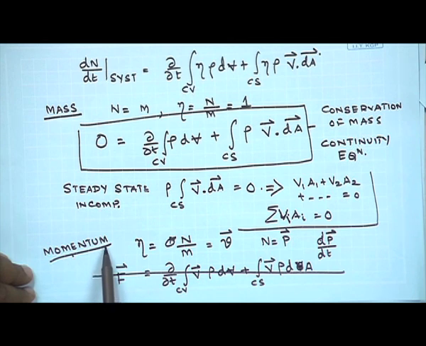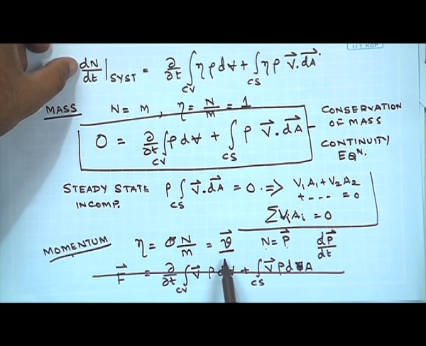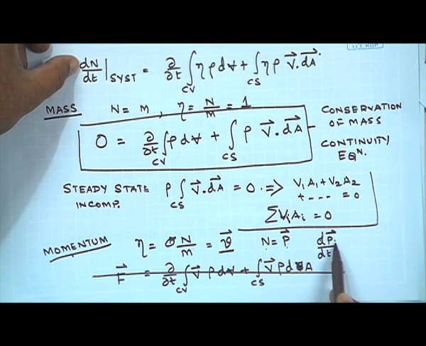In the second part, we take the extensive property to be equal to momentum, such that capital N is now the momentum. So, therefore, the corresponding intensive property would simply be equal to the velocity. So, if N is equal to P, where P denotes the momentum, the corresponding intensive property would be V, and dN/dt, which now becomes equal to dP/dt, would simply be the time rate of change of momentum, which is nothing but the force acting on the system.